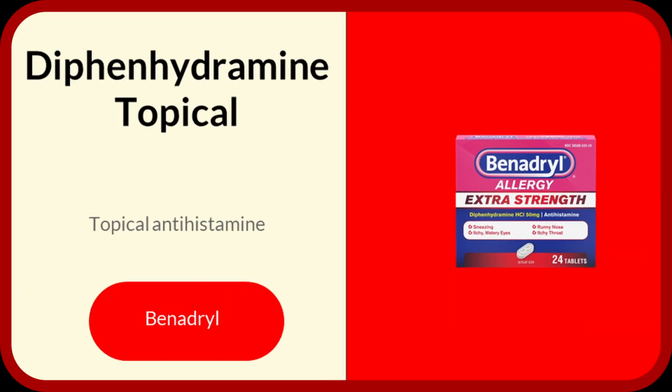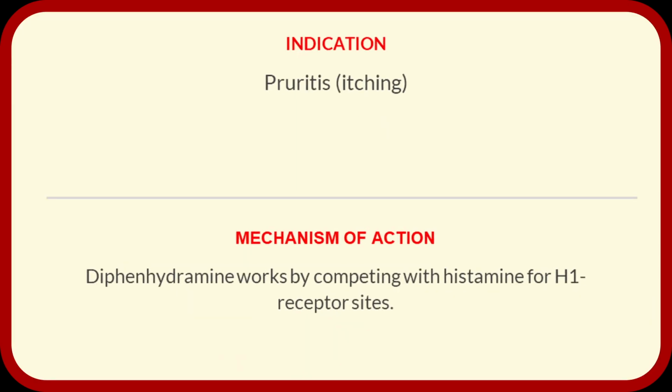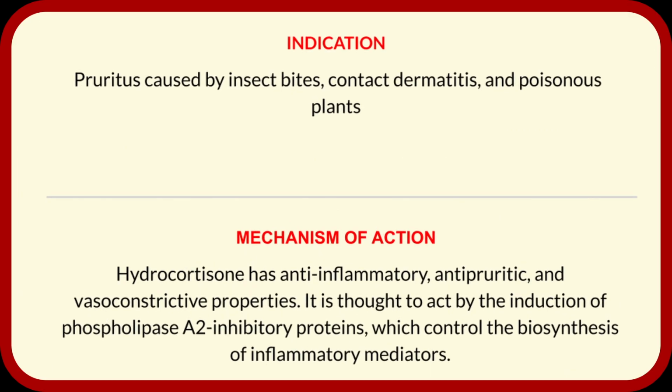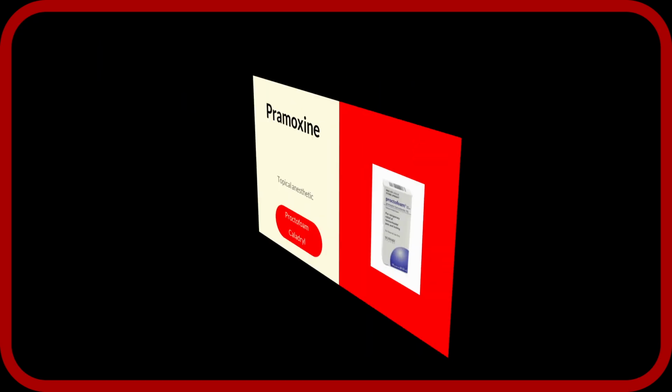Diphenhydramine, topical, with the brand name Benadryl, is used for pruritus, itching. Diphenhydramine works by competing with histamine for H1 receptor sites. Hydrocortisone topical, with brand names like Cortizone 10, is indicated for pruritus caused by insect bites, contact dermatitis, and poisonous plants. Hydrocortisone has anti-inflammatory, antipruritic, and vasoconstrictive properties. It is thought to act by the induction of phospholipase A2 inhibitory proteins, which control the biosynthesis of inflammatory mediators.